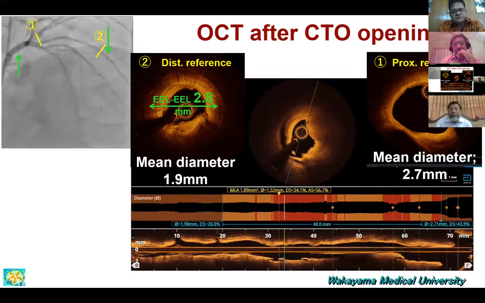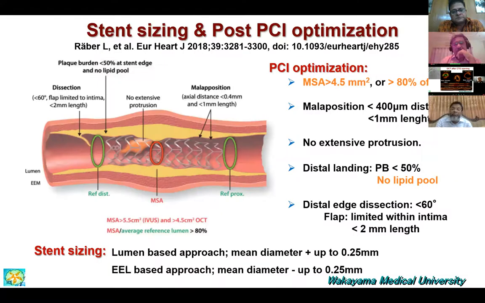And we can dilate in the proximal side using a bigger balloon, higher pressure to optimize. And this is how to decide the stent size and how to optimize. As I told you, there are two methods, a lumen-based approach and an EEL-based approach, right? You can select depending on your preferable method.